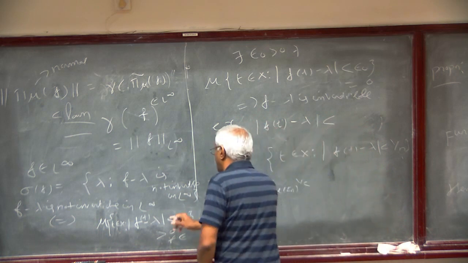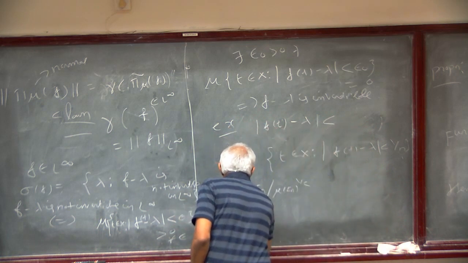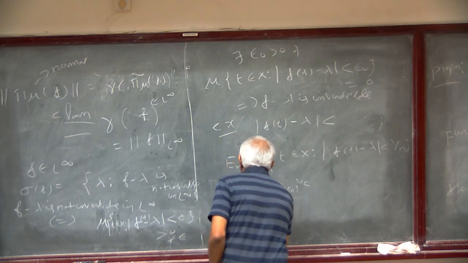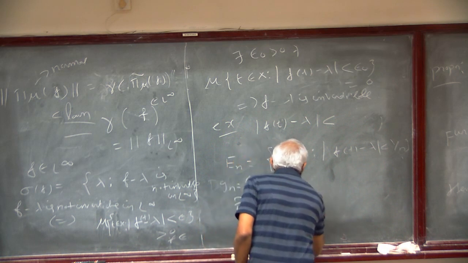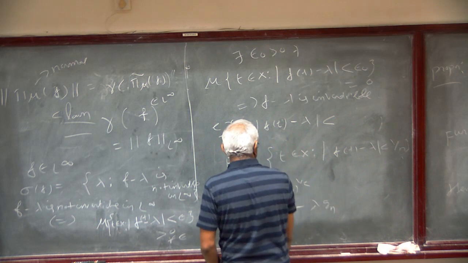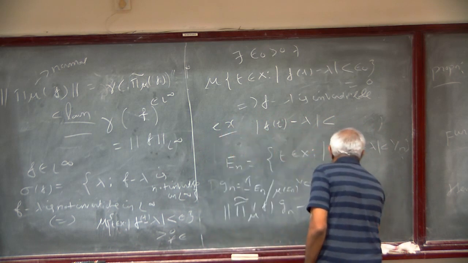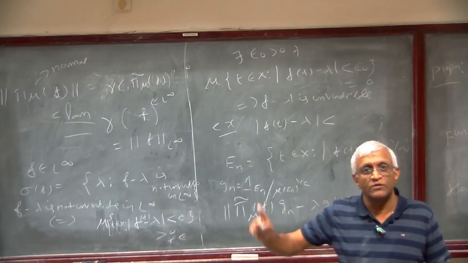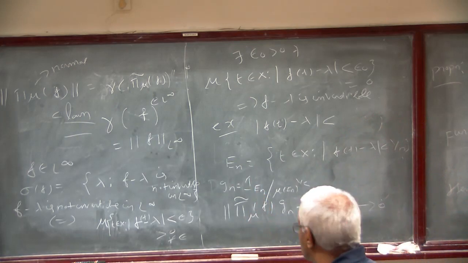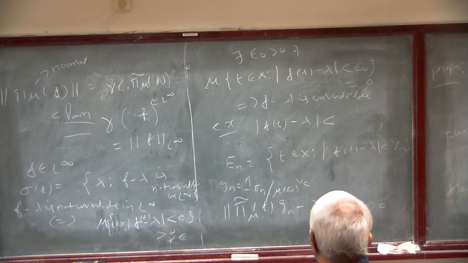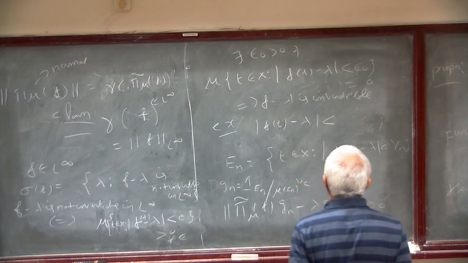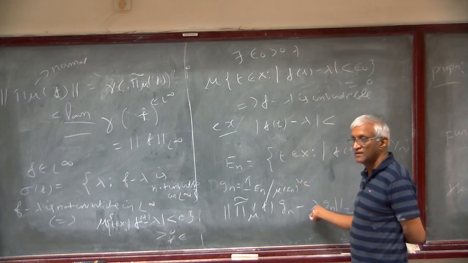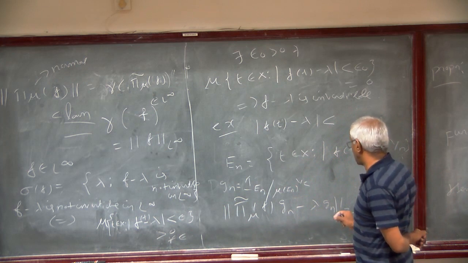Then you can prove that the norm 2 of pi tilde mu of F Gn minus lambda Gn will go to 0, I think. But you have to prove the other way also. So that will imply that lambda is an eigenvalue, right?